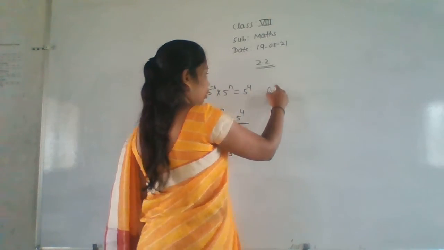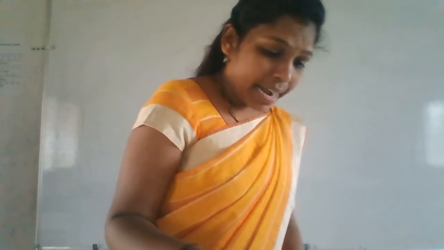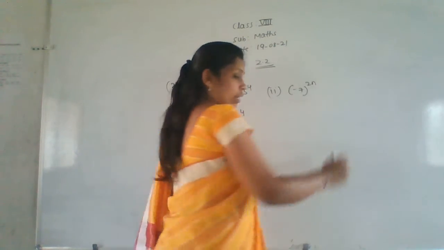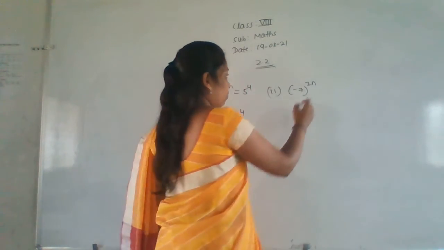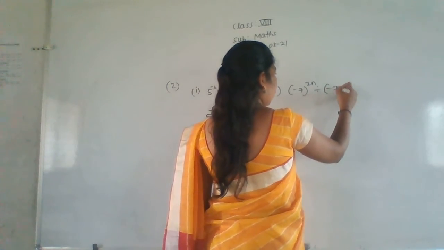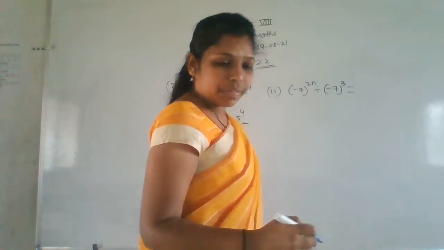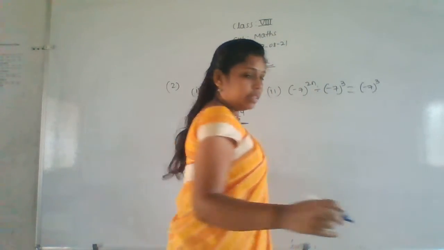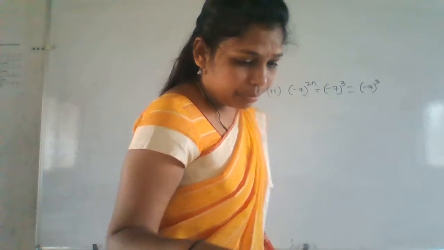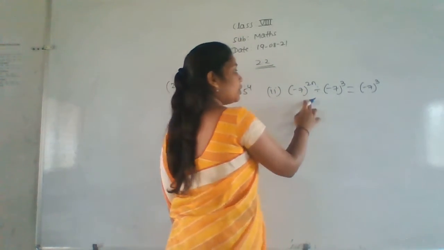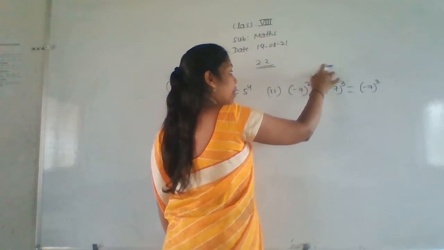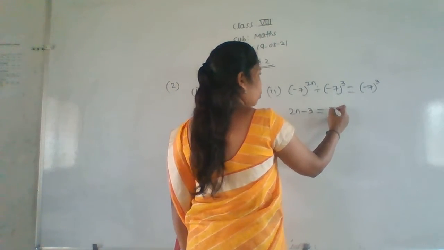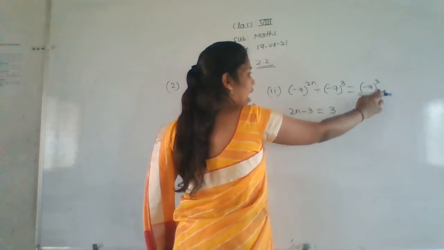Similarly, do the second problem. Minus 7 whole to the power n, whole to the power 2n, and divided by minus 7 whole to the power 3, that is equal to what they have given here? Minus 7 whole to the power 3. Whenever there is a division, we need to subtract the powers. That means 2n minus 3 is equal to 3. Here the power is 3 on our RHS side.